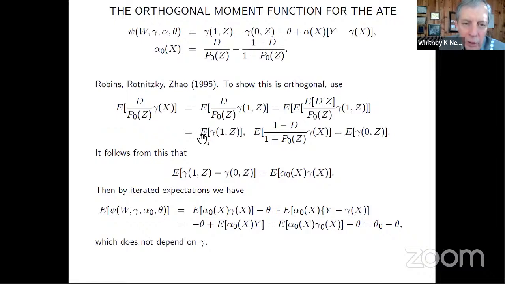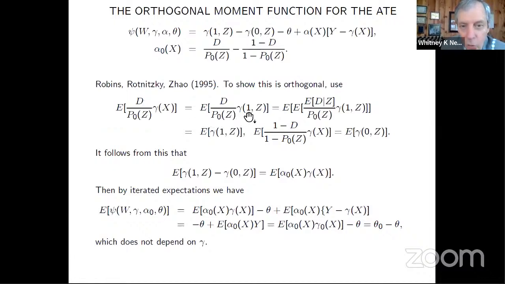Turns out that if you look, let's start at the end, sorry about that. If you look at this expected value, this is the thing that you're going to get when you take the expected value. You're going to get there the expected value of gamma 1 and Z. Turns out that that can be written as the expectation of this first term in alpha times just the gamma. And what's going on is, one way to think about it is the way to get to an expectation where you're evaluating it at d equals 1 is you take the function as a function of both d and z and you multiply by d and divide by p.